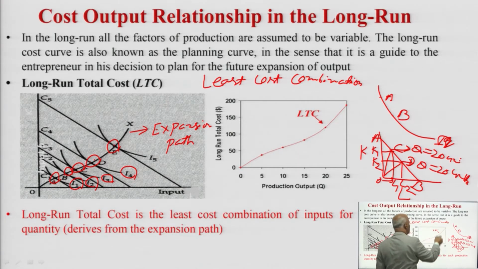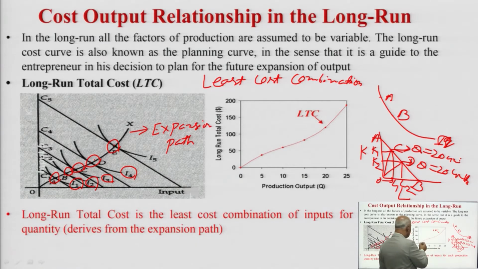That means the producer is producing the output at least cost. Least cost means that with minimum cost they are producing the maximum output. And this expansion path is nothing but the long run total cost curve.